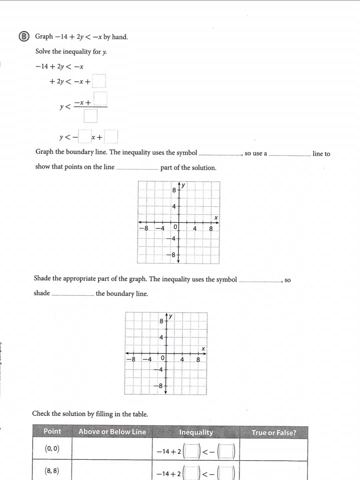B, graph -14 plus 2y is less than -x by hand. Solve the inequality for y. They start by moving the 14 to the other side, and then they are going to divide by 2. So that gives us -1/2 x, and 14 divided by 2 would be 7. Graph the boundary line. The inequality uses the less than symbol, so we use a solid or dashed line. It doesn't have the line underneath, so it should be dashed.